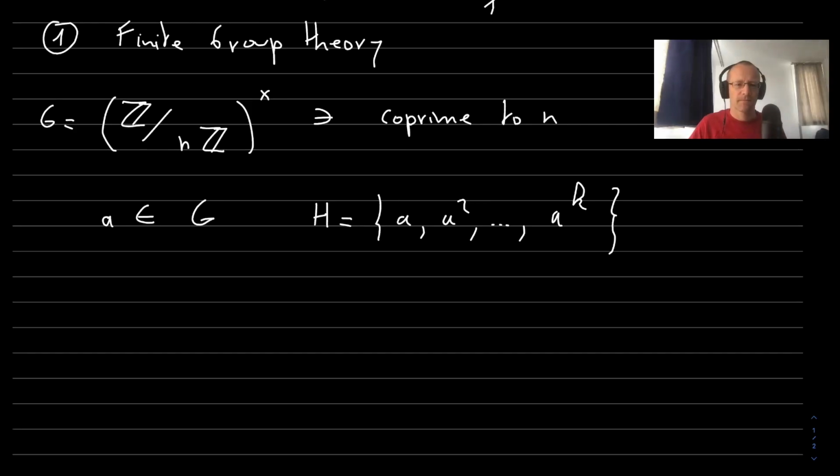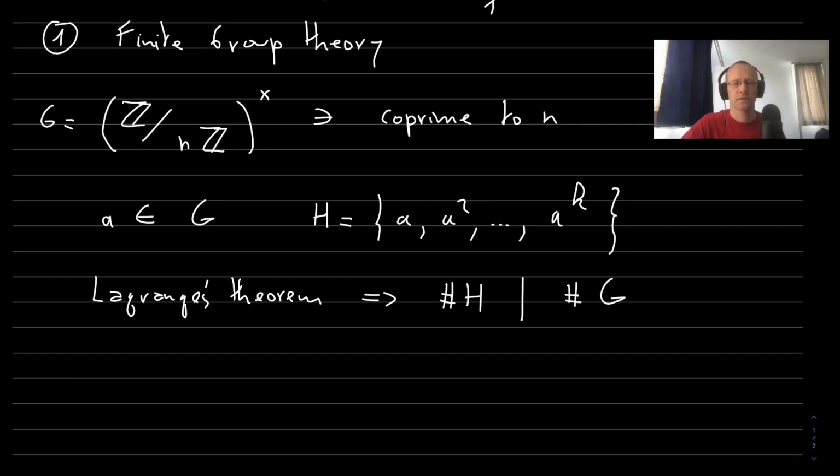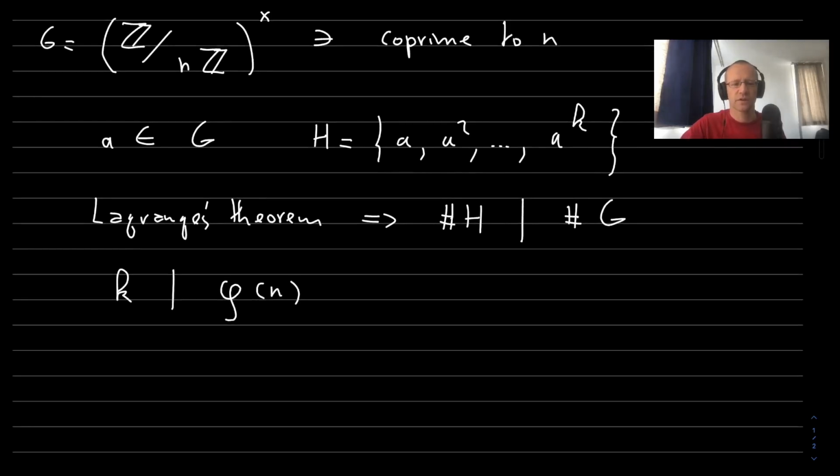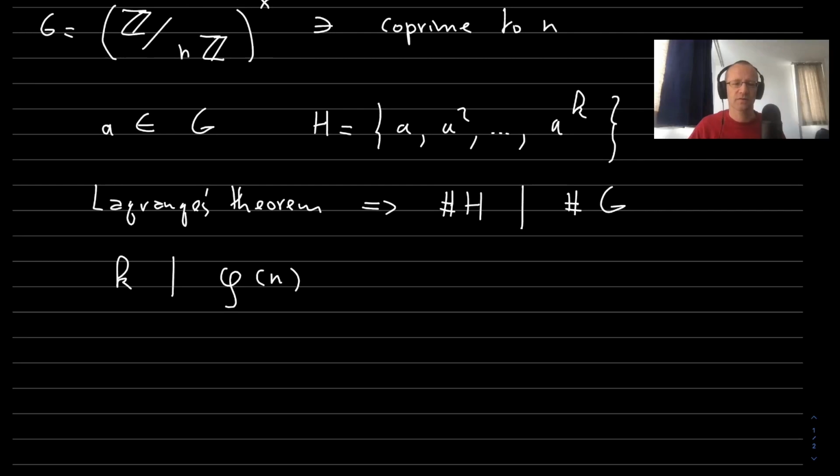Now we use Lagrange's theorem that says that the number of elements in the group H divides the number of elements in the group G. Therefore, k, which is the number of elements in H, divides phi of n, which by definition of the Euler's totient function is the number of elements in this multiplicative group.